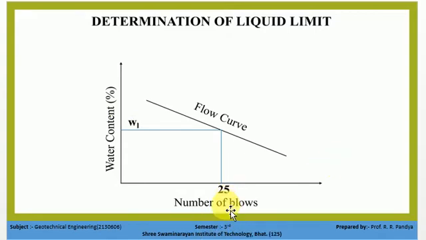Now for 25 blows, up to the curve, we draw a line and attach it with the water content. When the line touches the water content, at that point we take a reading, which is the actual liquid limit of the soil sample.